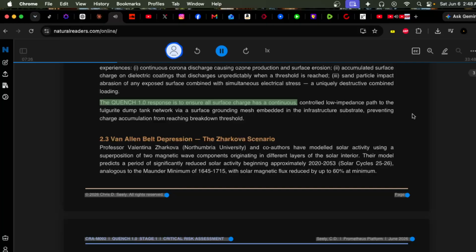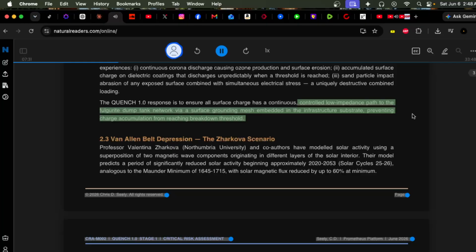The Quench 1.0 response is to ensure all surface charge has a continuous, controlled low impedance path to the fulgurite dump tank network via a surface grounding mesh embedded in the infrastructure substrate, preventing charge accumulation from reaching breakdown threshold.